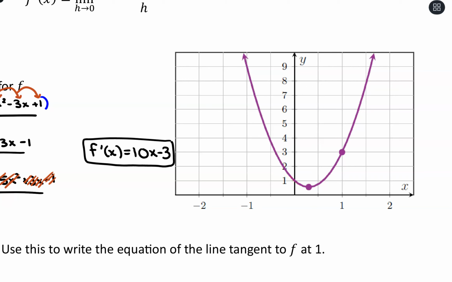If we plug in, what's another point? If we plug in a positive 1, 10 minus 3 is 7. That's the slope right here. We have a positive 7 slope of a tangent line. So we can look at different values for x and see what the slope of the tangent line is doing, what the instantaneous rate of change is doing, by plugging into this function right here as it relates to this parabola function.